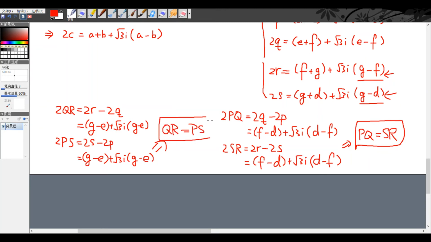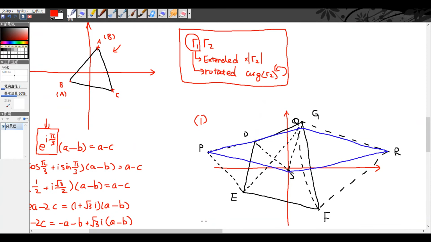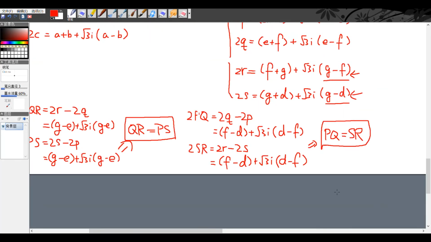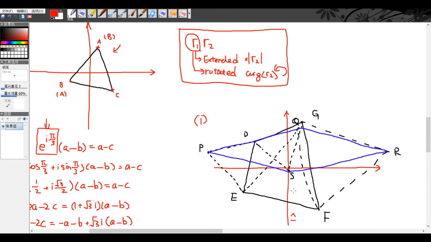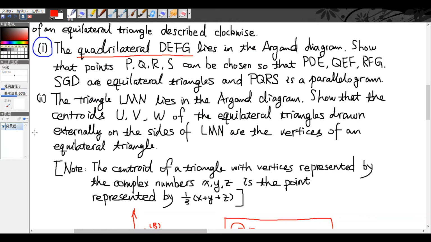So those two complex numbers are parallel as well, which gives us the result that PQSR is a parallelogram. Okay, so we have completed the first sub-question.